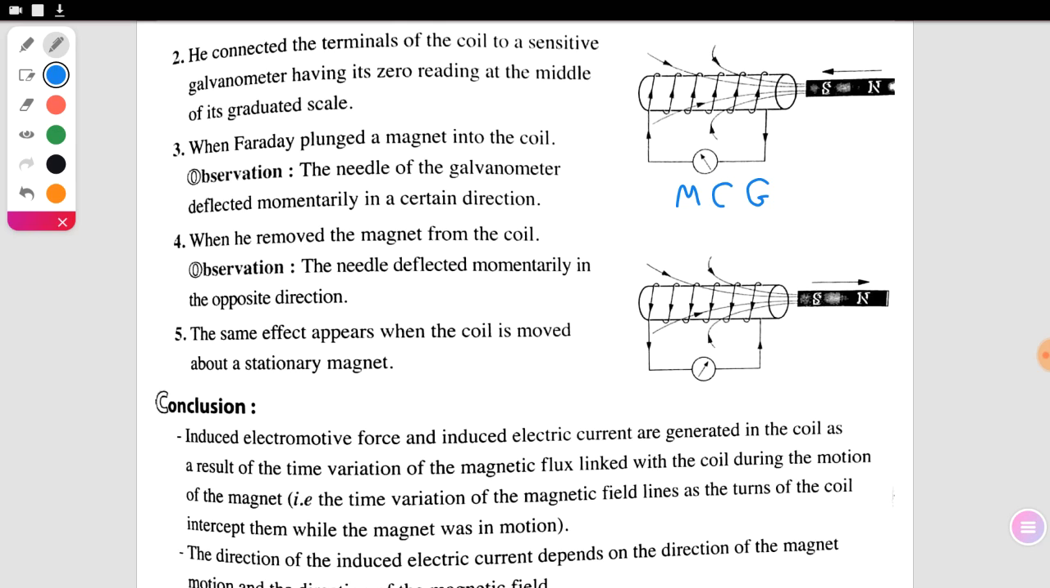If you have an external magnet, south pole or north pole, moving into a solenoid, what happens? A change in magnetic flux density takes place, which can be observed. This is the induced current, which can be observed due to the deflection of the pointer of the moving coil galvanometer, and the current moves upwards.